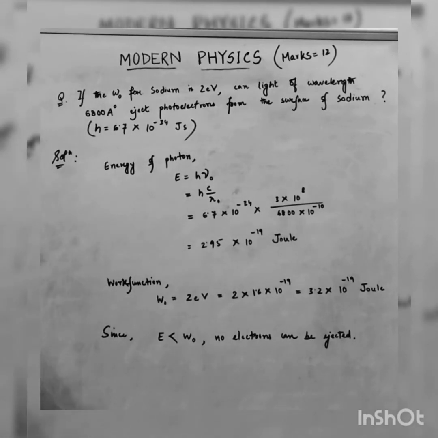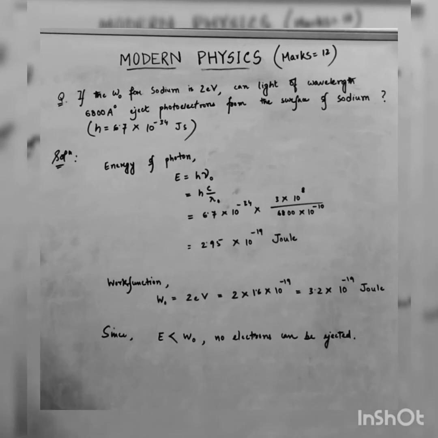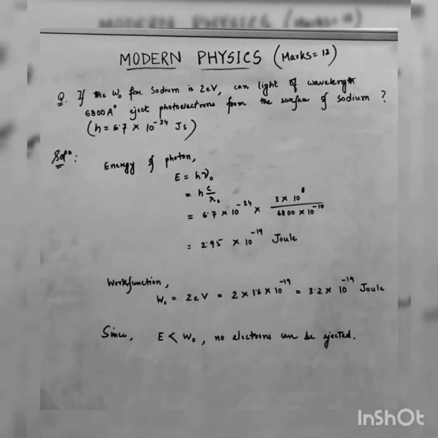The question is asking: the work function of sodium is given as 2 electron volt, as we know. So we are provided a light of wavelength 6800 Armstrong. So can that light eject photoelectrons? That is, will this light be able to cause photoelectric emission or not?